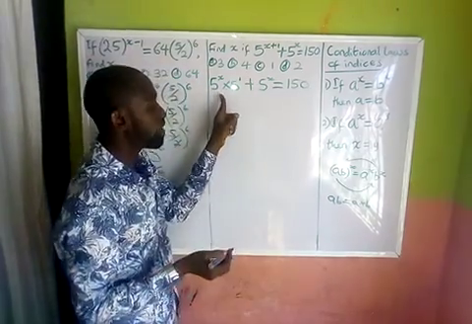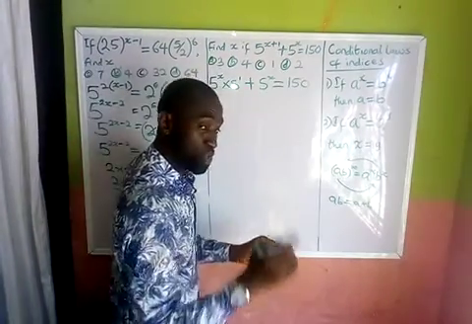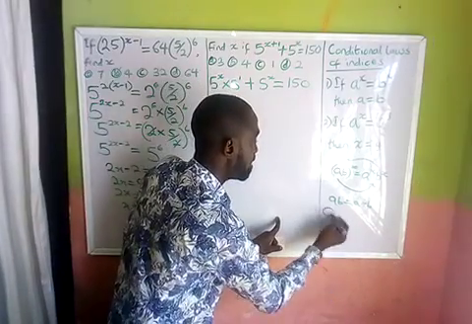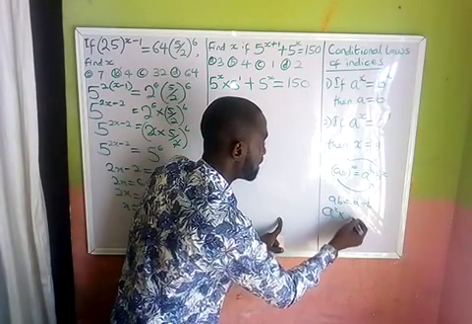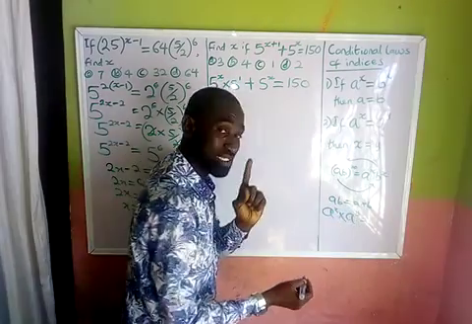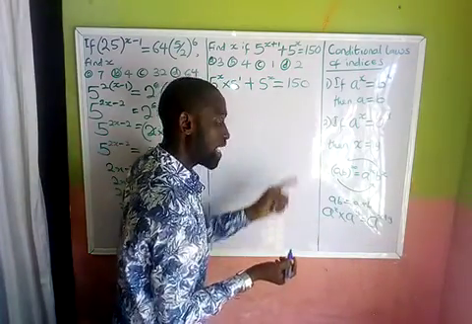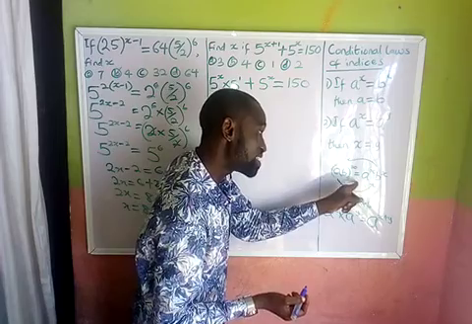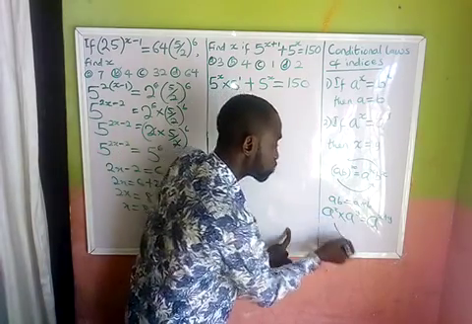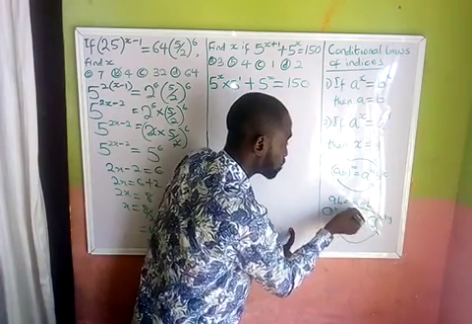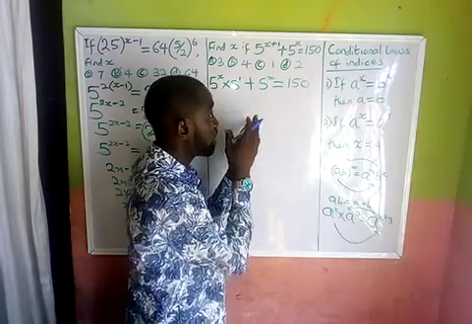Now class, how do I have this? Now from the first law of indices, if I have a raised to the power x multiplied by a raised to the power y, our answer will be equal to a raised to the power what? x plus y. Now I said from this explanation that if I have this to give us this, one can come back to give us what? To give us this.